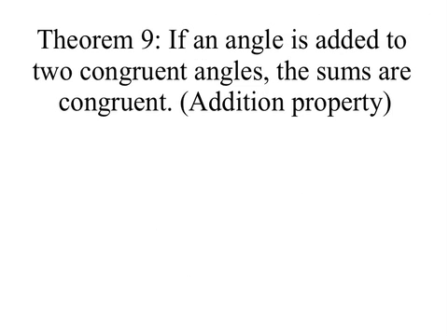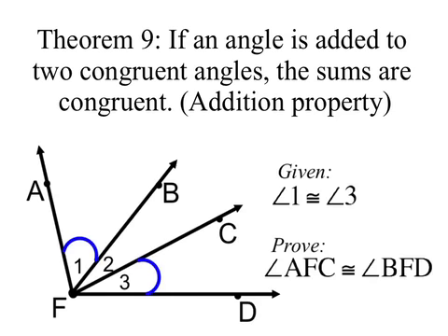Here's theorem 9. Very similar to theorem 8, only it has to do with angles. Theorem 9 states that if we're given angles in this arrangement shown here, and we're given that 1 and 3, the blue ones, are congruent, then if we add angle 2, the one in between, to each one of those, the resulting angles, angle AFC and angle BFD, are congruent, and they're the ones shown in orange.